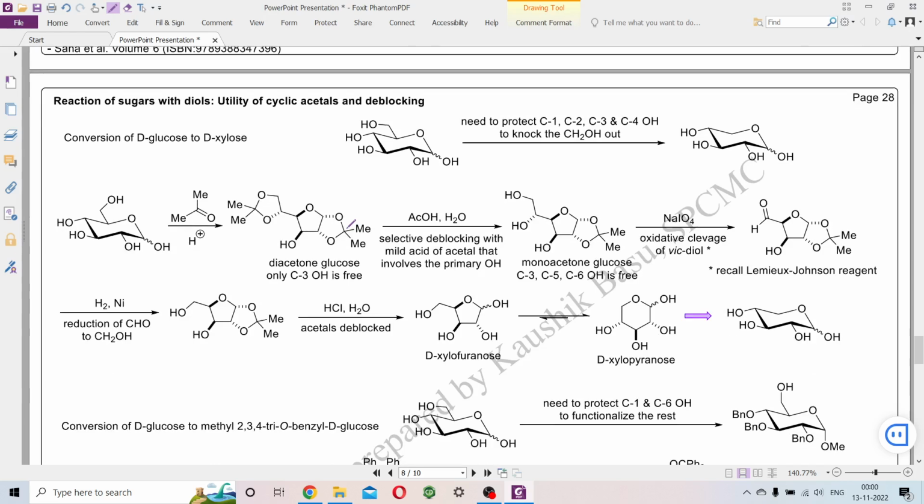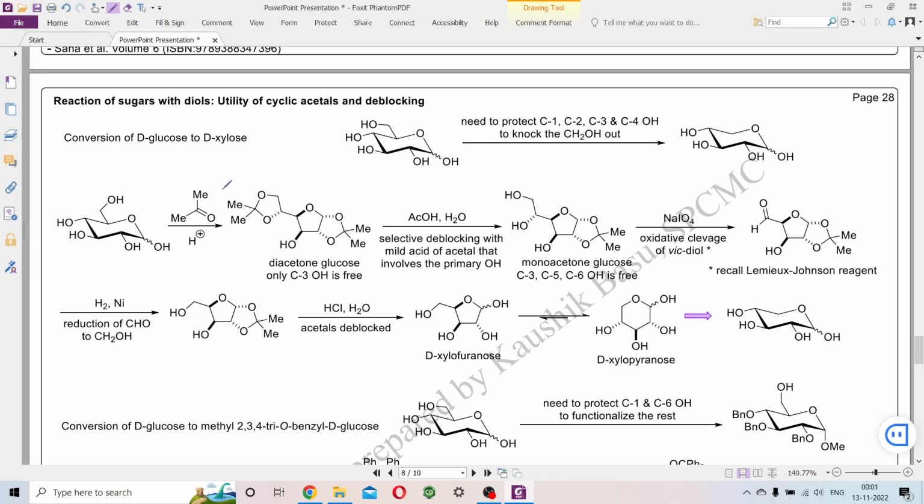And now let us convert D-glucose to D-xylose. Now this one will require knocking off one of the carbons. And which carbon? The xylose is this, that's an aldopentose, and glucose is an aldohexose. And comparing the configurations, we can see that if we can somehow manage to knock this CH2OH out, then it would be great.